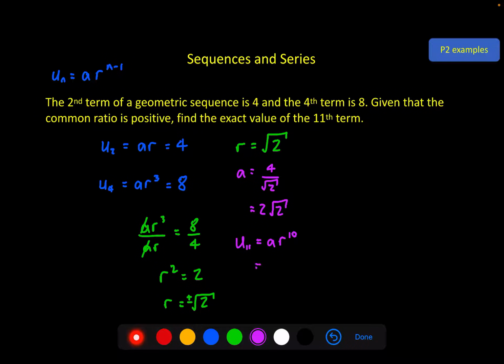And I know what these are now, so 2 times the square root of 2 times r, which is also the square root of 2, to the power of 10. So 2 root 2 times the square root of 2 to the power of 10, and they want it in an exact form. So I've got 64 times the square root of 2. I don't convert that into a decimal because of this wording in the question, the exact value. So I'll leave that in surd form.